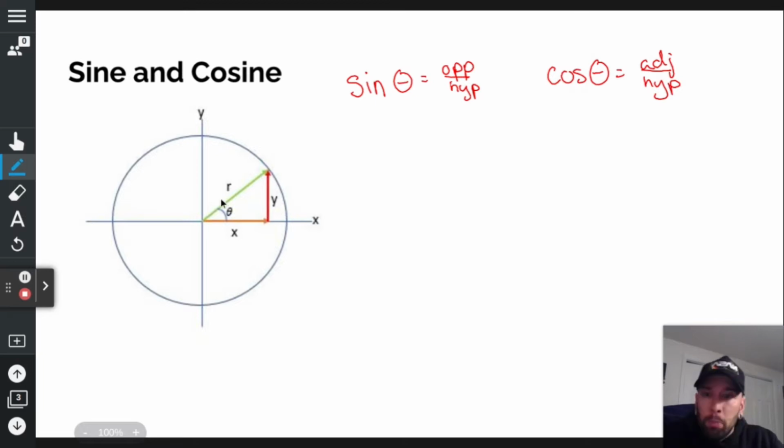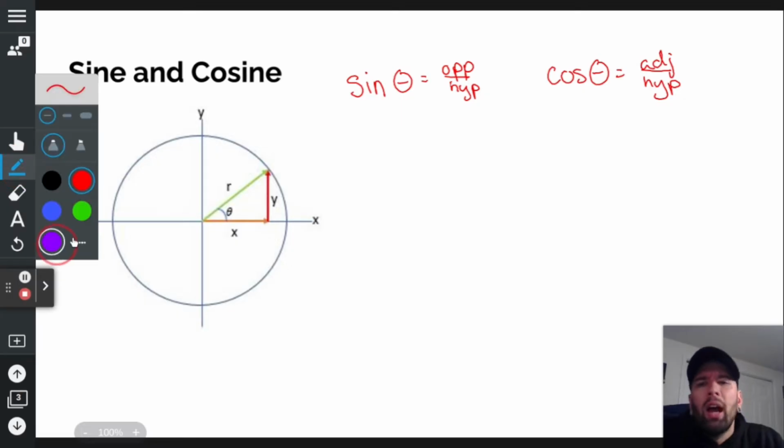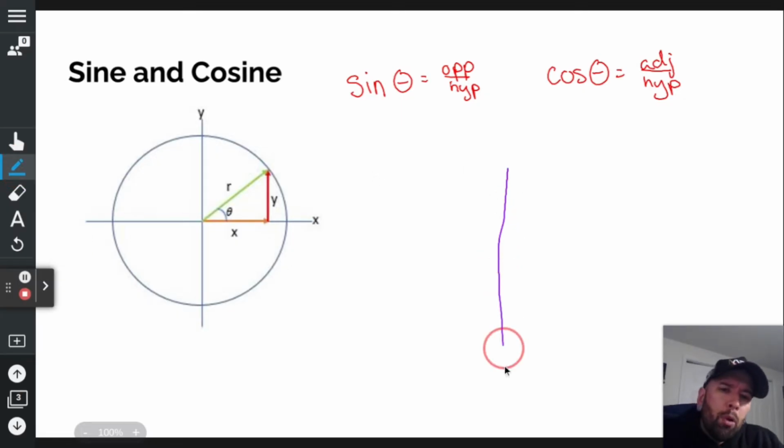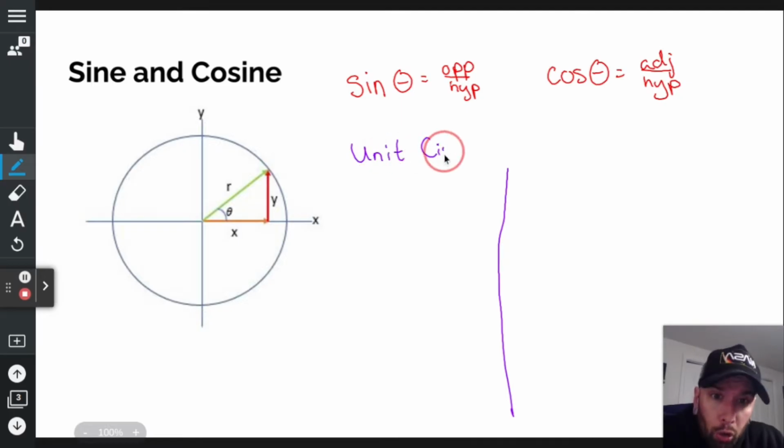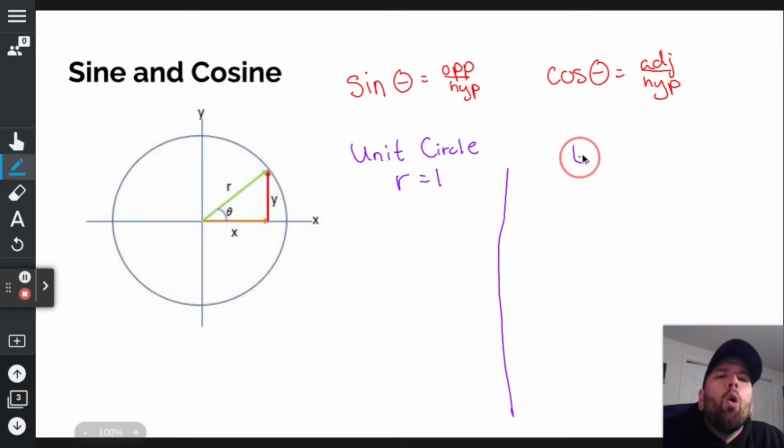Now, when we look at this picture right here, the sine of my angle is going to equal the opposite over r. We're going to look at sine in 2 different ways, and we're going to look at cosine in 2 different ways. Way number 1 is, what if you're dealing with something called the unit circle? The unit circle is when r is equal to 1. Otherwise, we'll deal with everything else. So the old EE, everything else.